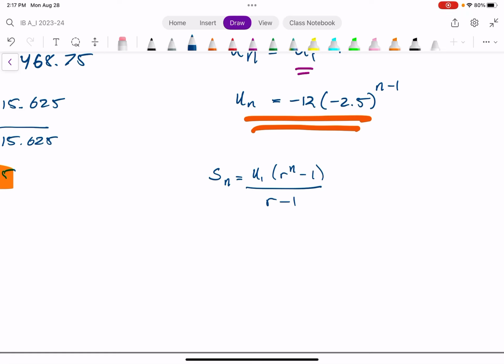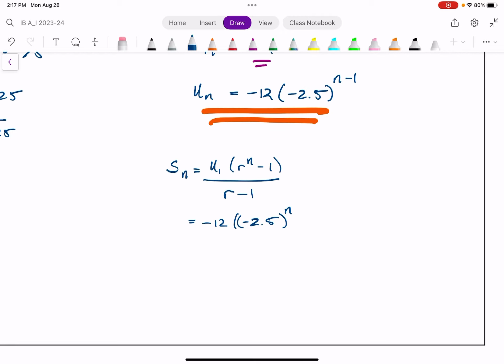And we know everything we need here. We know our first term, again, is negative 12. The common ratio we figured a while ago was negative 2.5. Really important to have these extra set of brackets around here to the power of n. Keep in mind, if we don't have those extra brackets there, if we just write this, 2.5 to the power of n, that is not the same as negative 2.5 to the power of n.